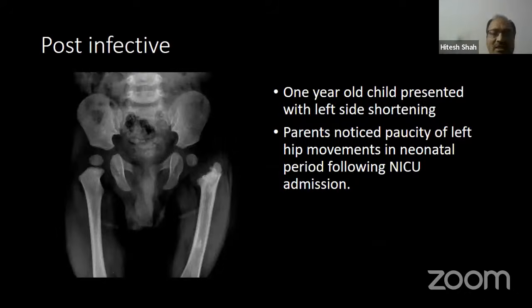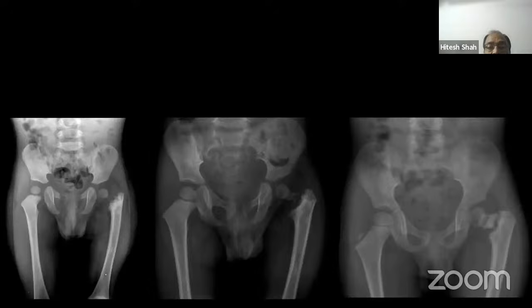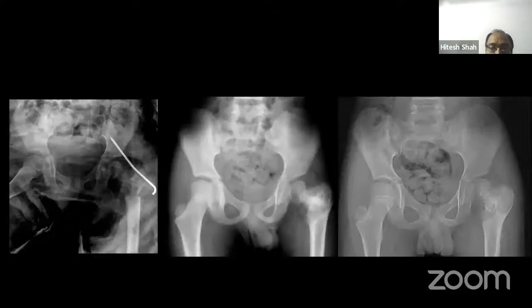Coming to the third pathology, post-infective: the child can have Coxa Vara because of non-union of the neck, growth arrest of the proximal femur, or growth abnormality of the physis. All three can lead to Coxa Vara. Here the child has non-union of the neck of femur and was followed up, but although ossification appeared, it did not cross the fracture site. So we decided to do fibula grafting with a valgus osteotomy, and the child got correction of the Coxa Vara, but again it recurred.